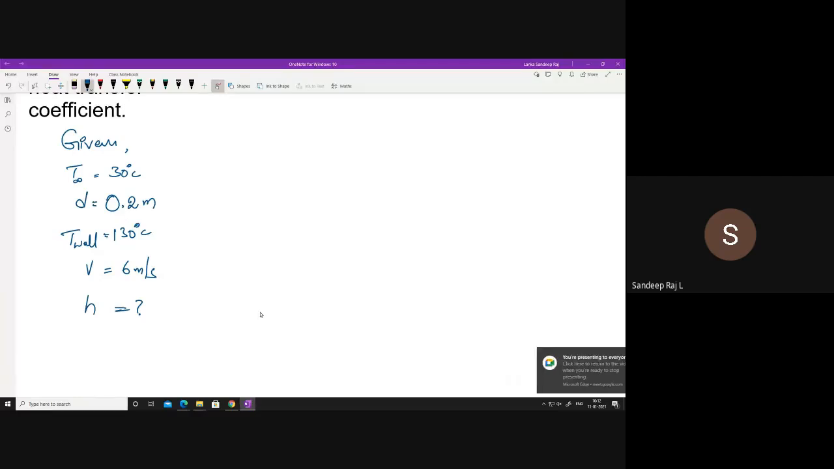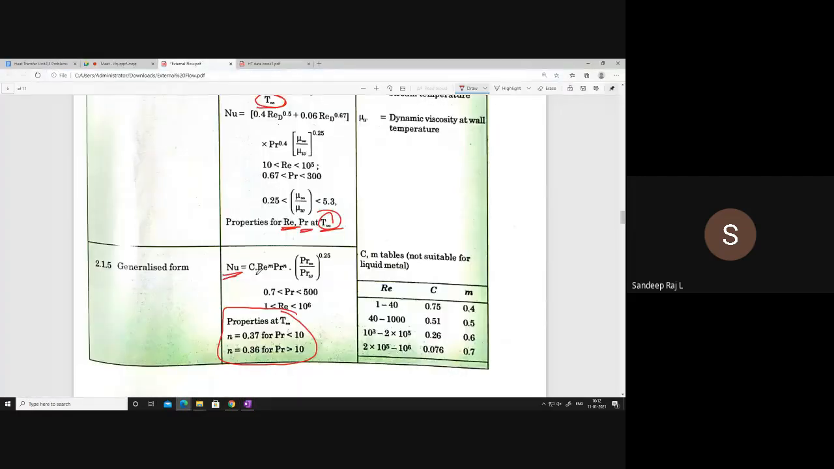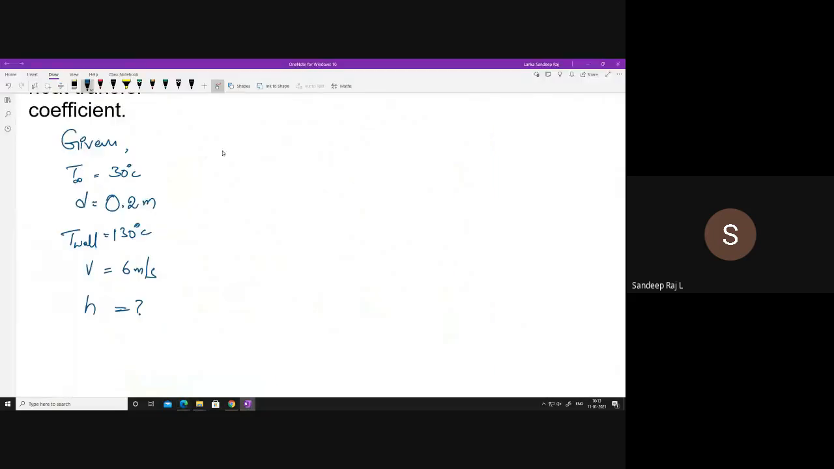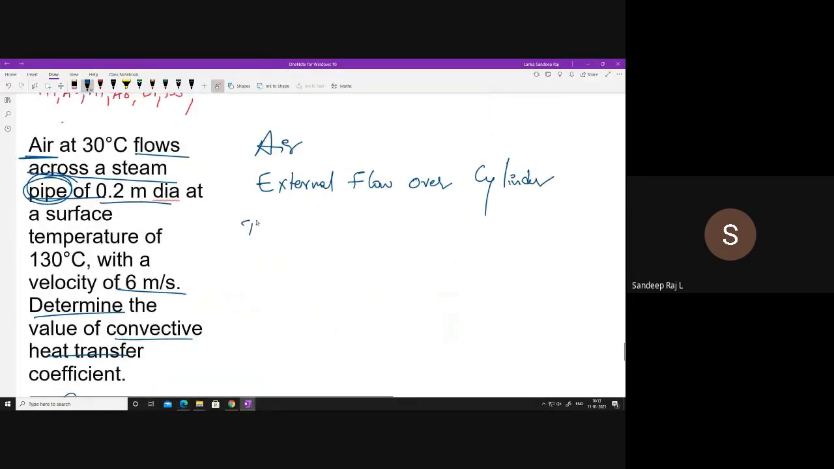So if you want to take this from the flow over cylinder case, you have to make sure at what temperature you are taking the properties. So in this case, what we have to do is calculate the properties. Let's calculate the TF. TF is (130 + 30) by 2, that is 160 by 2, which is 80 degrees centigrade.